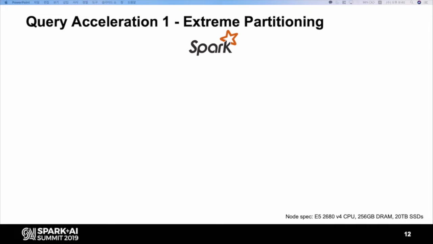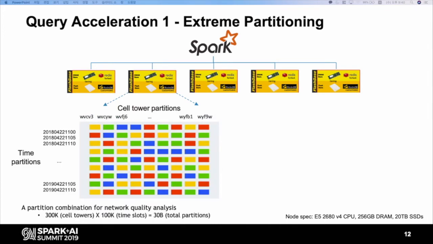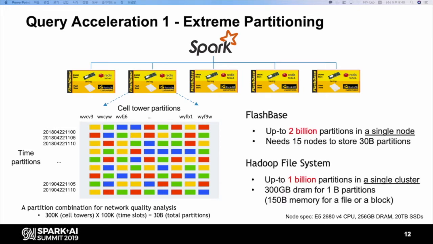Okay. After handling many problems, finally we could focus on fun parts, enhancing performance. Because we have chosen the best key value store, which can store small size data very well. As a result, we could store a lot of partitions in FlashBase. FlashBase can store up to 2 billion partitions in a single node. And this number can be linearly increased with more nodes in a cluster.